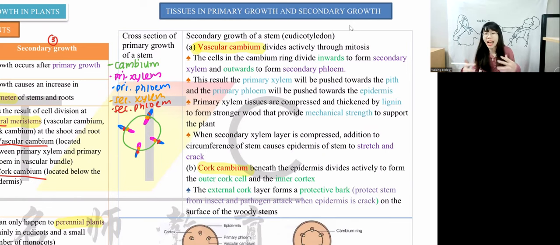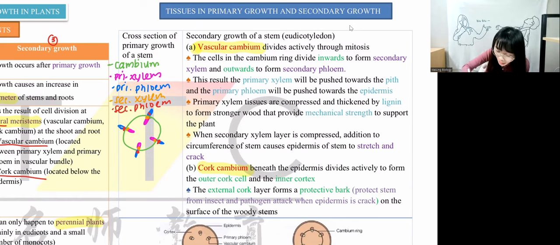Okay, now since we know they are growing, from primary they are growing into secondary. The pink color one is primary xylem, right? It will be pushed into the pith. The blue color one is called primary phloem. It will be pushed outside to the epidermis. So one grows into the pith, one grows out to the epidermis. If you read the sentence, you should understand.